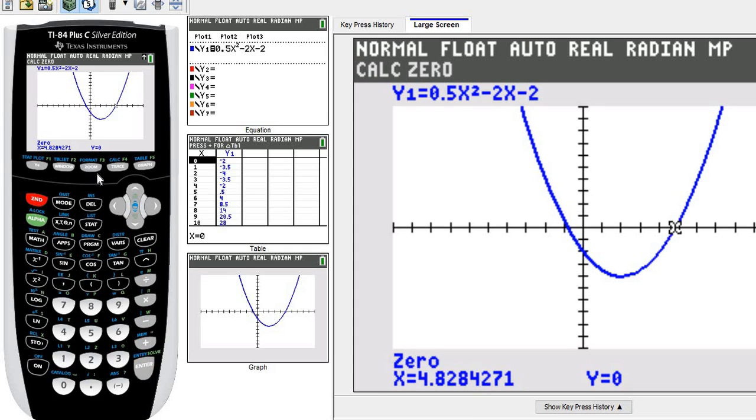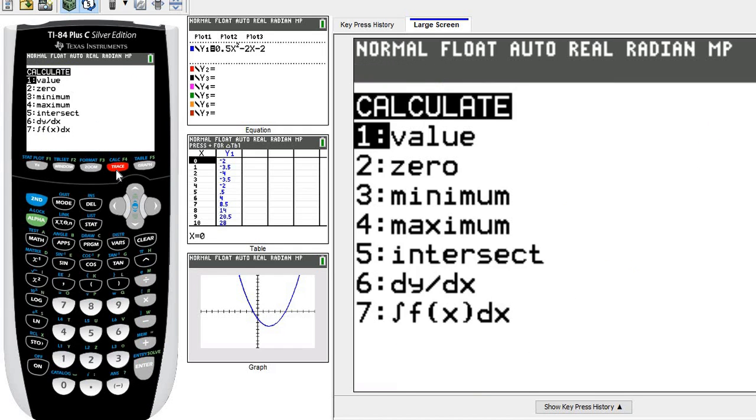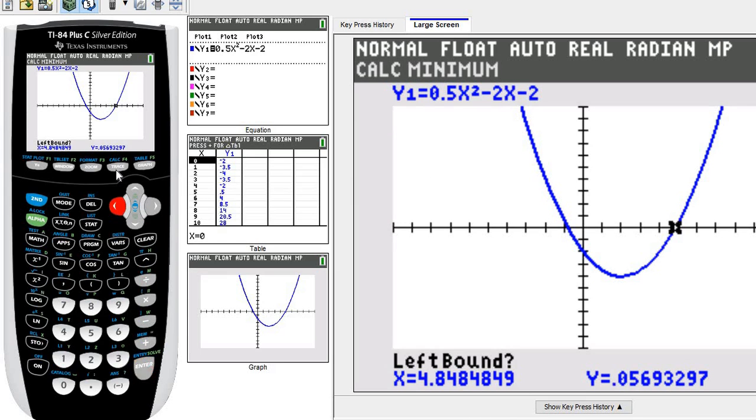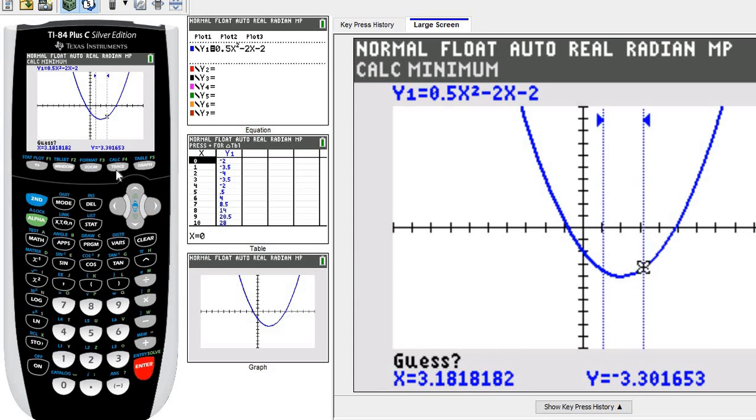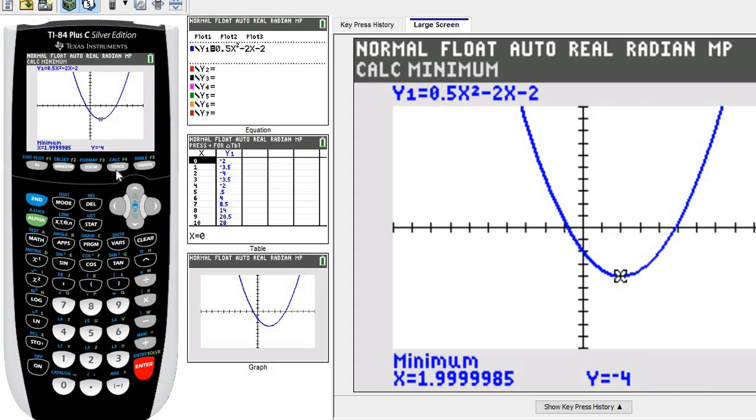And then the last thing we had to do is find the minimum point. So I'm going to go back to second calc. You can probably guess which one I'm going to pick. I will pick minimum right here. And for the minimum point, we have to do the same thing. So I'm going to go down a little bit to the left of the minimum, press enter, a little bit to the right of the minimum, and press enter once more. And then finally I'm going to go pretty close, and the minimum point occurs at x equals approximately 2.